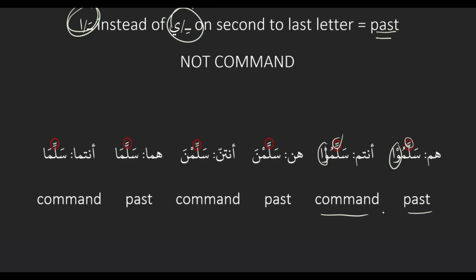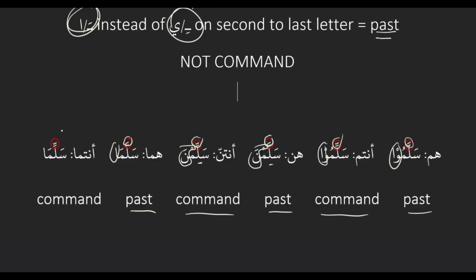That is a command. Hunna sallamna, ignore the ending indicator. Second to last is the lam. It has an A sound, means it's past. Antunna sallimna, ignore the indicator. Second to last is the lam. It has an E sound. It's a command. Huma sallama. We ignore the alif indicator. Second to last is the lam. It has an A sound, so it's a past tense.